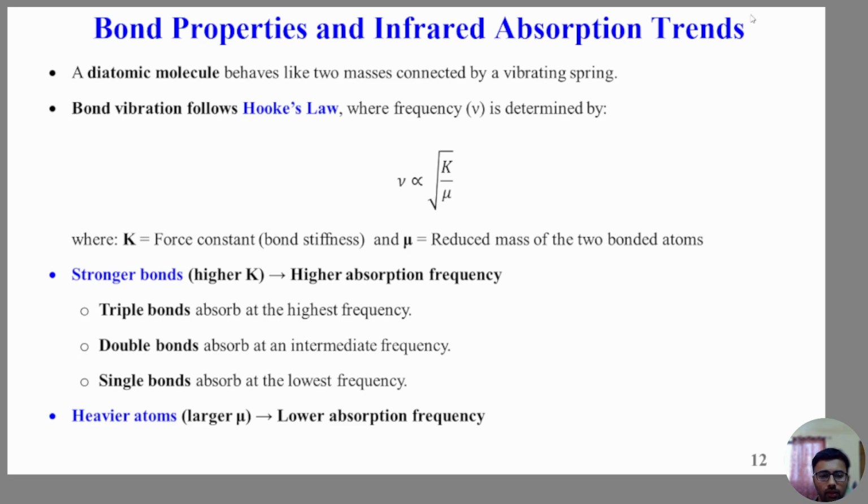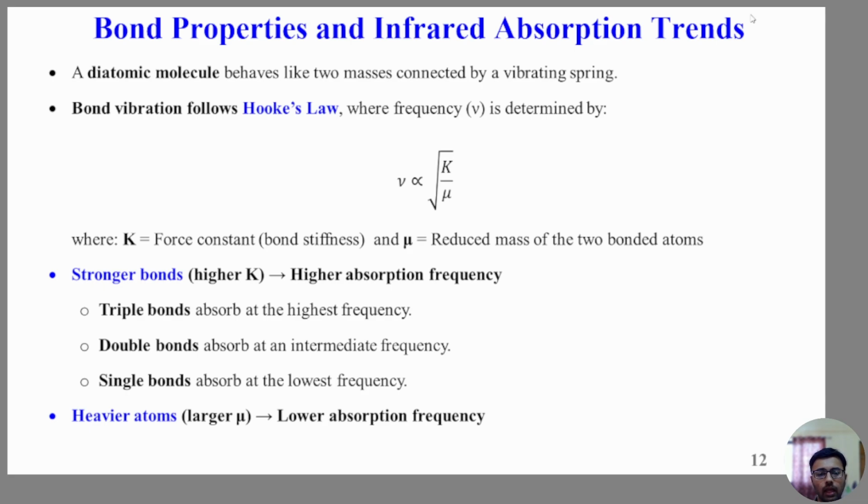Think about a physical analogy. Imagine two systems with identical springs. In one system, the masses are very light. In the other system, the masses are very heavy. Which one will vibrate faster? The lighter system will vibrate more rapidly. The heavier system will move more slowly. The same principle applies to chemical bonds.